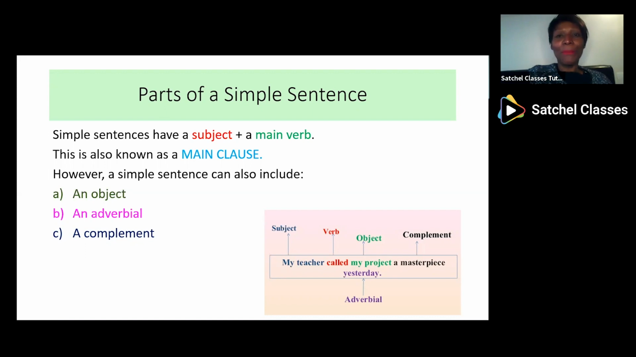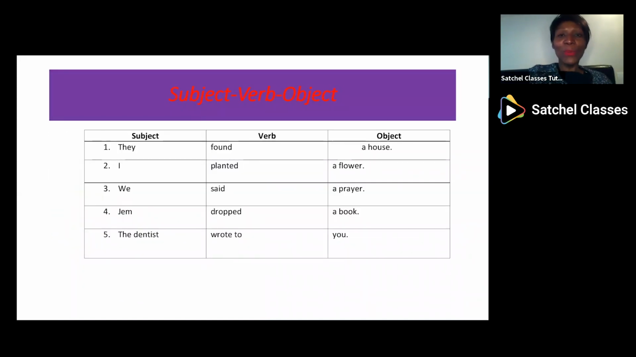Let's go through those parts quickly. So first one is the object, subject, verb, object. The object is the item, the thing, the place that receives the verb. They found, what did they find? A house. I planted, what did I plant? A flower. We said, what did we say? A prayer. Jem dropped, what did he drop? A book. And the dentist wrote, who did he write?